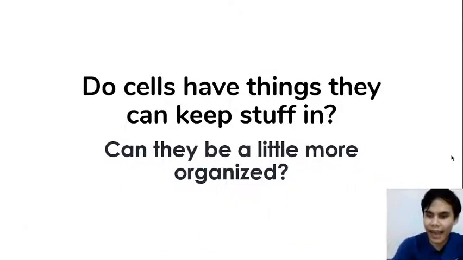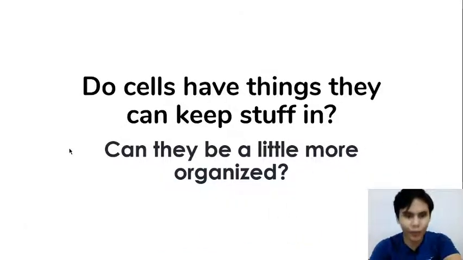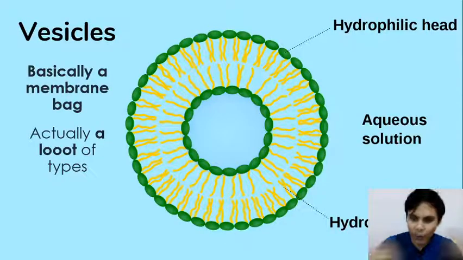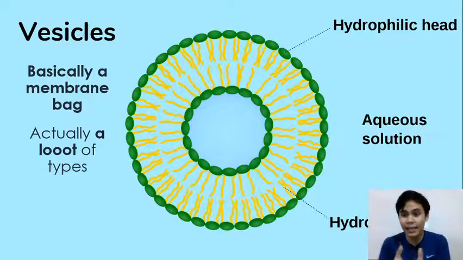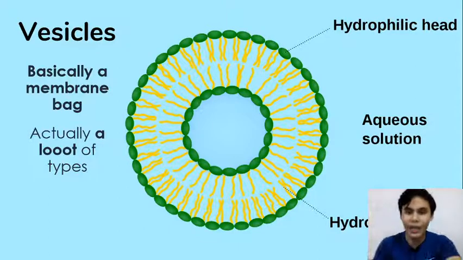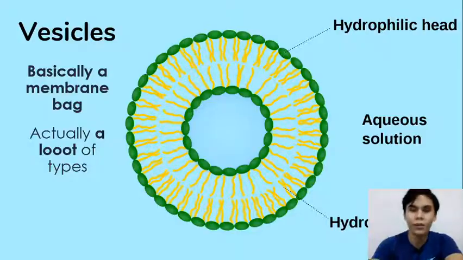Next, what do cells have to keep stuff in? What can they have to organize stuff? Can they have bags? So they do. They are called vesicles. So they're like membrane bags. The membrane acts as an outer covering. And there's actually a lot of types of vesicles.